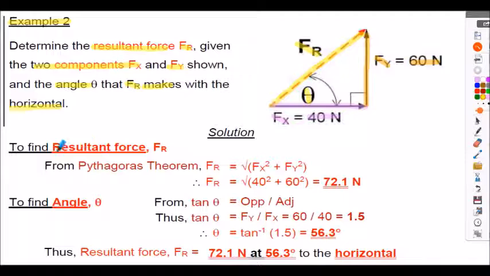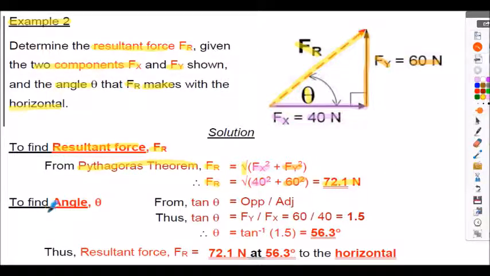So first of all, to find the resultant force labelled Fr, we're going to use Pythagoras' theorem. So Fr is equal to the square root of, in brackets we've got Fx squared added to Fy squared. So inserting the values, that's the square root of 40 squared added to 60 squared, all square rooted. That gives a value for Fr of 72.1 newtons. I encourage you to check that on your calculator.